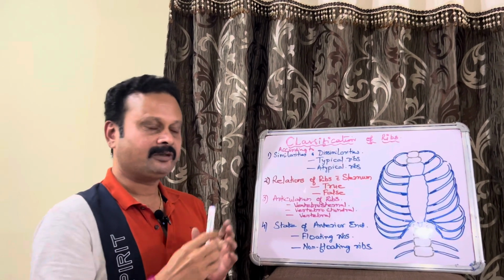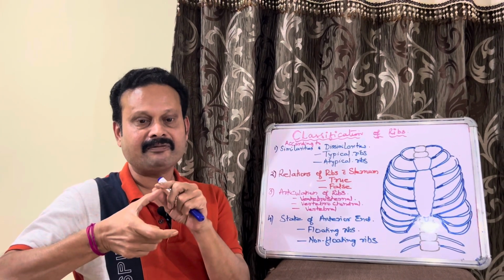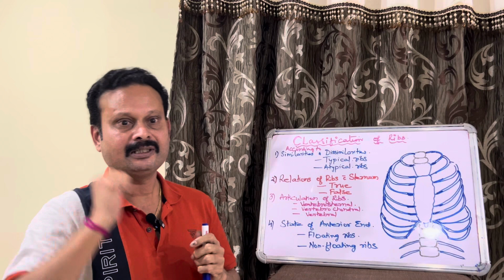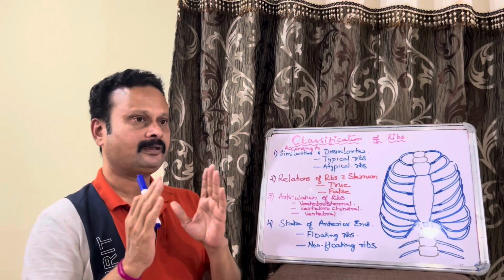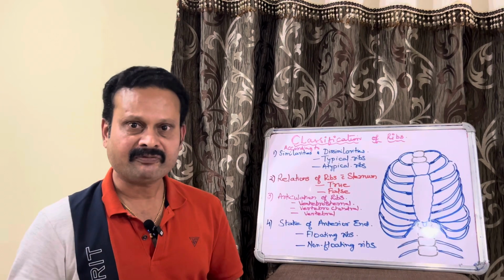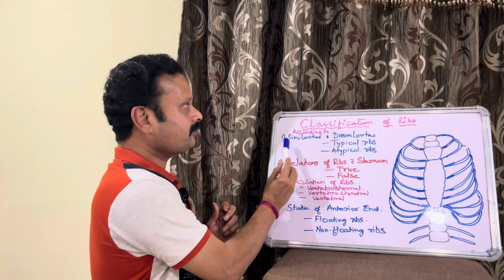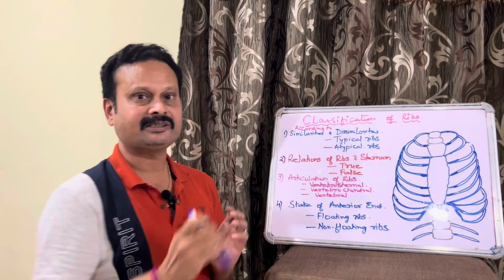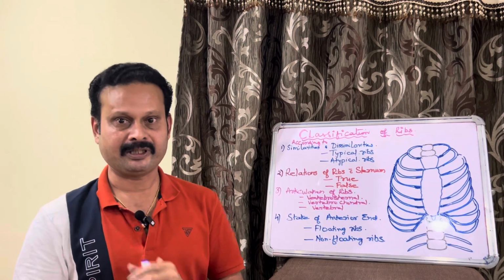These ribs begin from behind and are obliquely placed. The posterior end is at a higher level and the anterior end is at a lower level. Now, if you go with the classification of the ribs, there are many ways of classifying the ribs, and the first one is according to similarities and dissimilarities. The ribs can be said to be typical or atypical ribs.